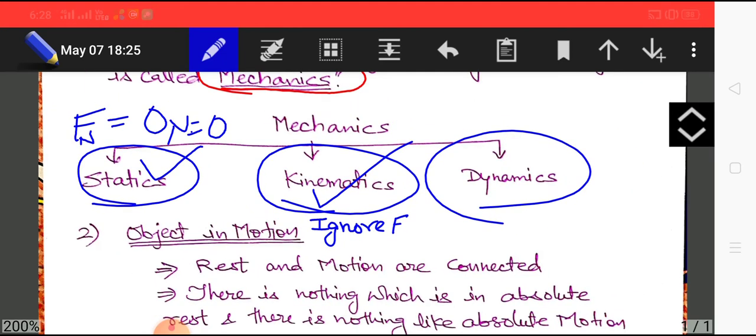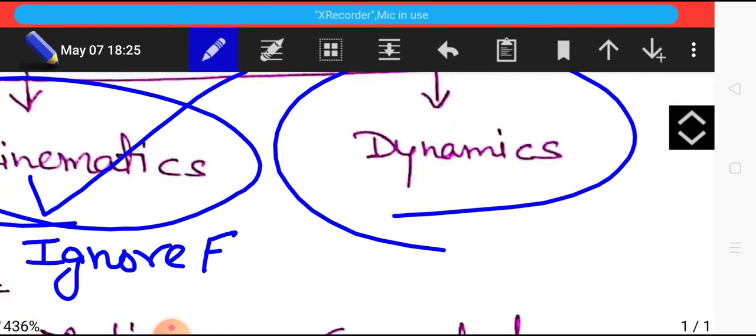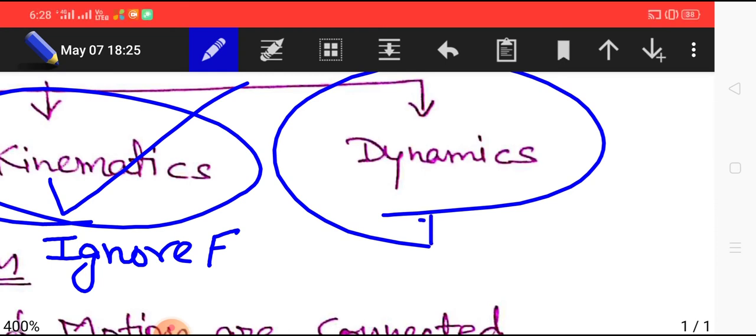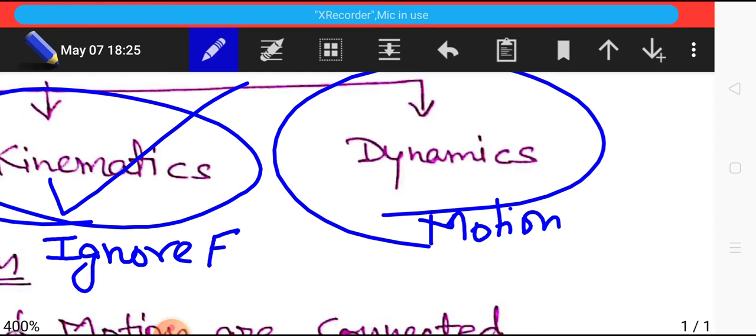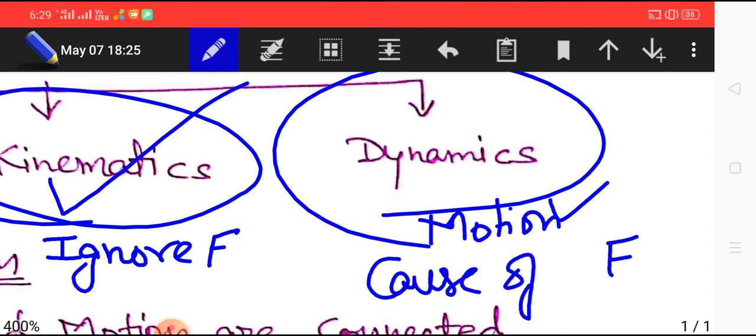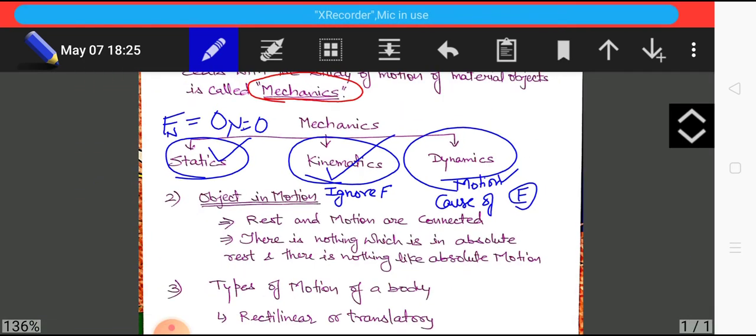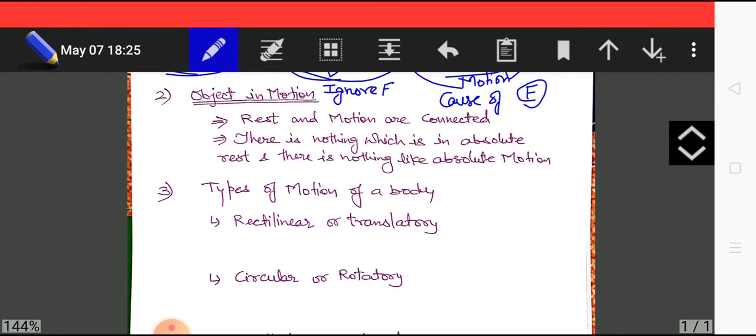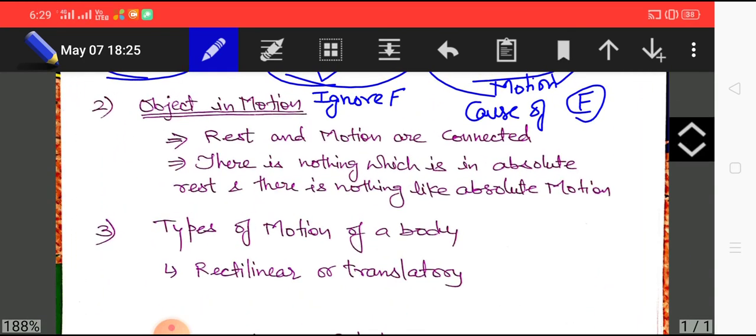And the third branch is dynamics, in which we study the motion as well as we study the cause of motion, and the cause of motion is force. So we also study the cause of motion, that is force. So that is the difference between statics, kinematics, and dynamics.